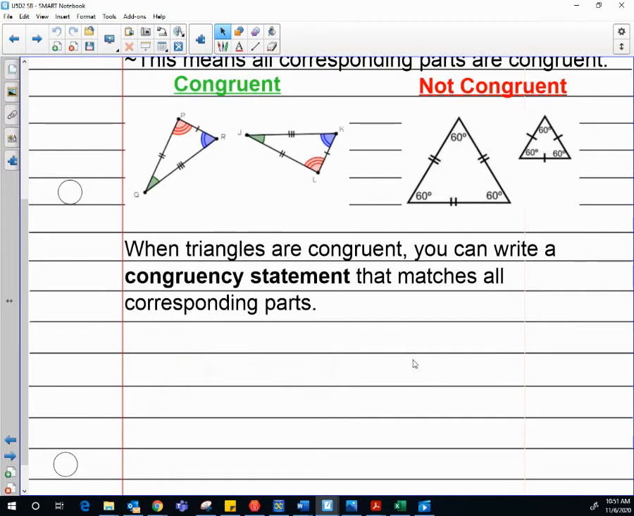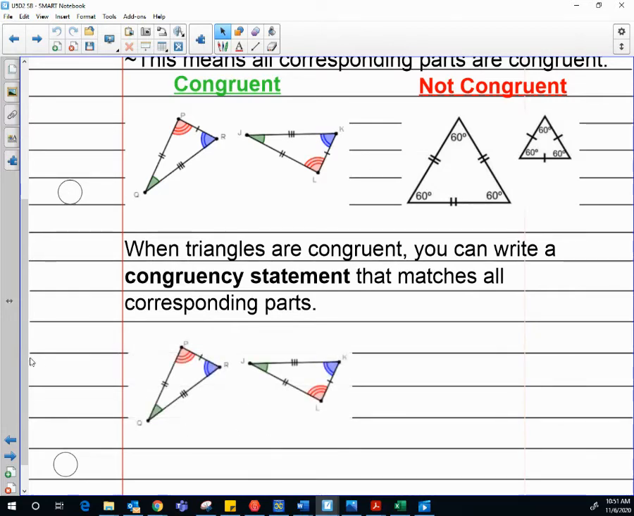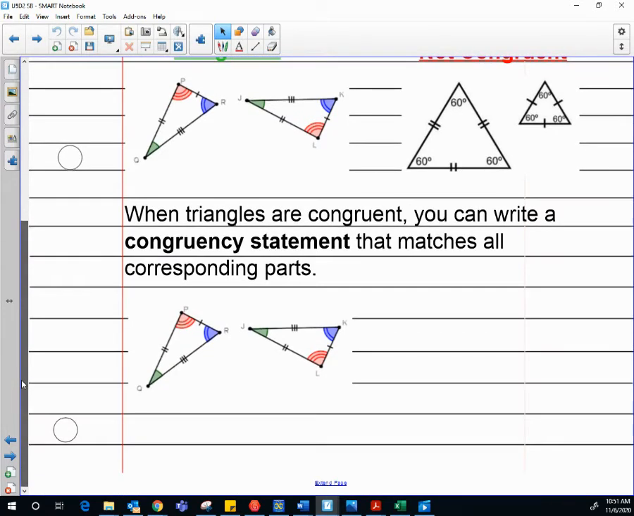When triangles are congruent, you can write a congruency statement that matches all the corresponding parts. When you're doing this, order matters because the order tells you which pieces, angles, and sides actually match up with each other and which pieces are congruent. We're going to use this figure from above and write congruency statements. Your congruency statement might look a little different than the next person's, and that's okay as long as the order of the letters tells us where we should go.